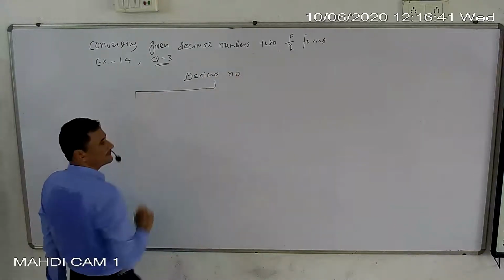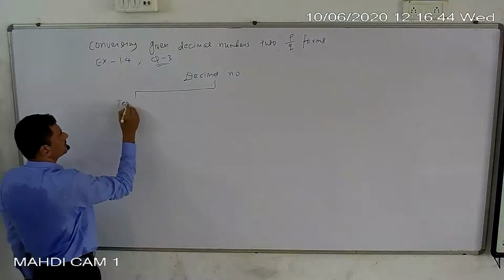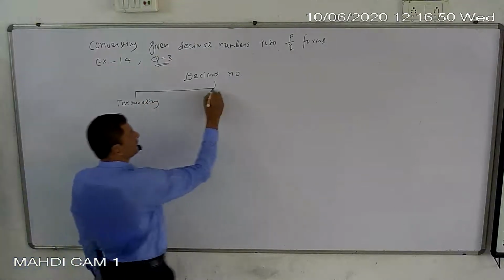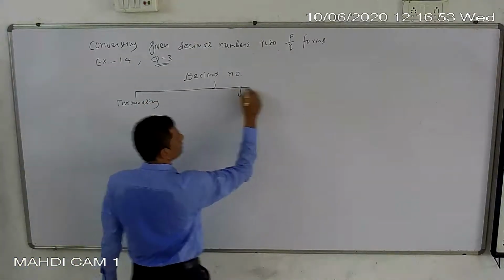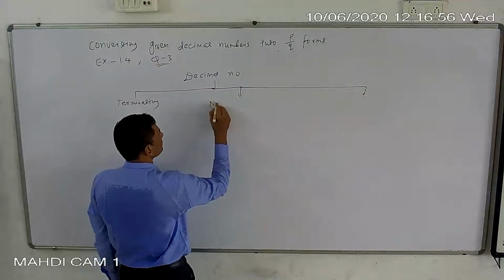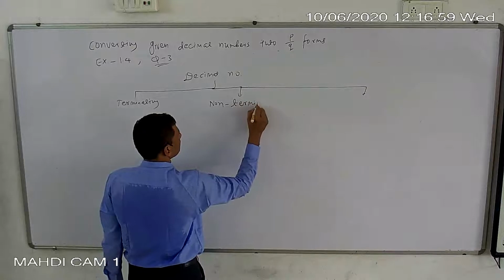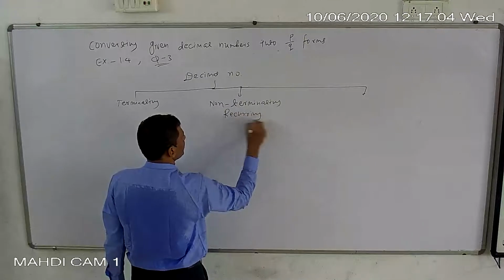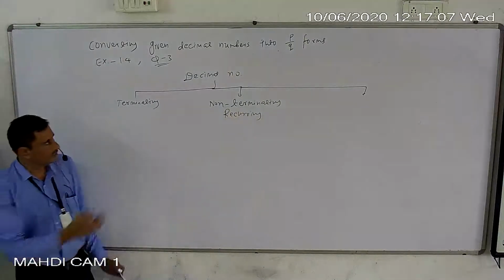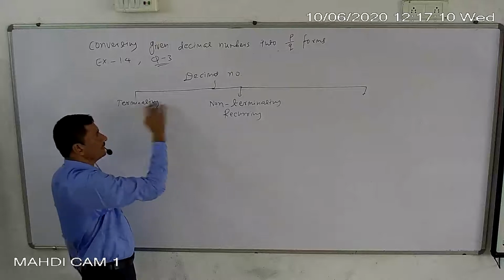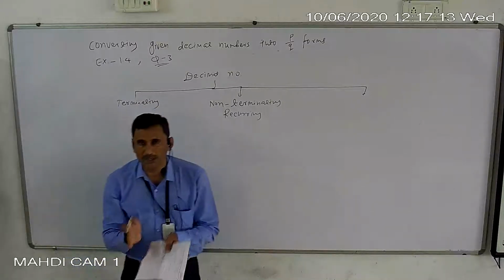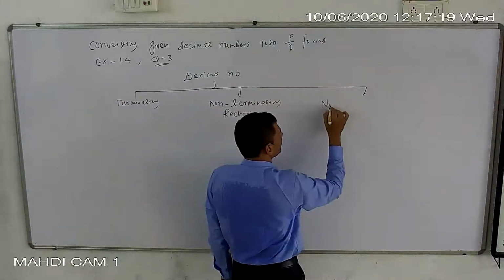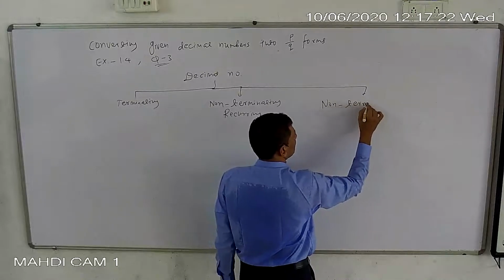there are 3 types. First one is terminating. Then second one is non-terminating, recurring, because in non-terminating again 2 types are there. I am writing in parallel way, but actually terminating, non-terminating. Then in non-terminating again 2 types are there. So non-terminating, recurring. Then non-terminating, non-recurring.